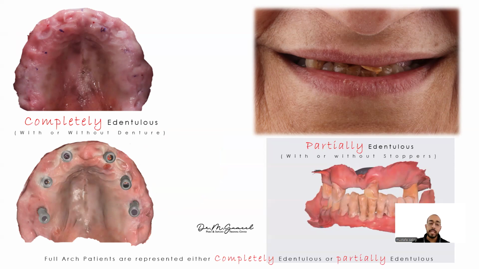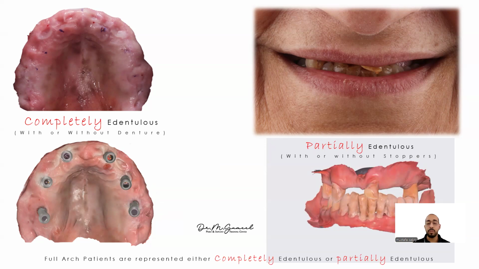The patient will come in, most probably, in one of 2 scenarios: either completely edentulous, with a denture or not. If he doesn't have a denture, you have to fabricate a denture for planning, and of course fabricate a prosthesis for immediate loading just before the surgery. Or the patient has remaining dentition, which for me is a game changer, especially if the patient has stoppers.